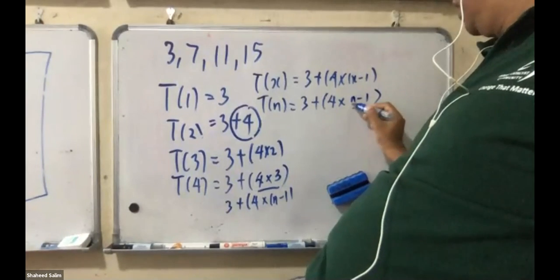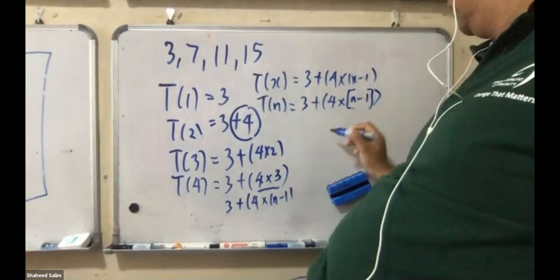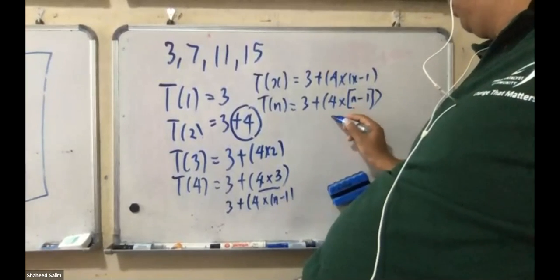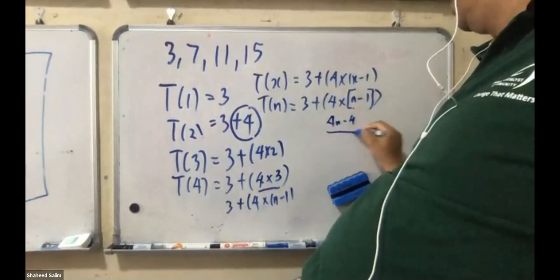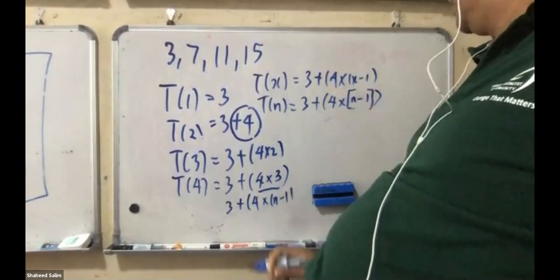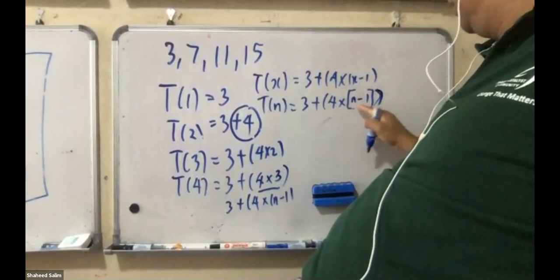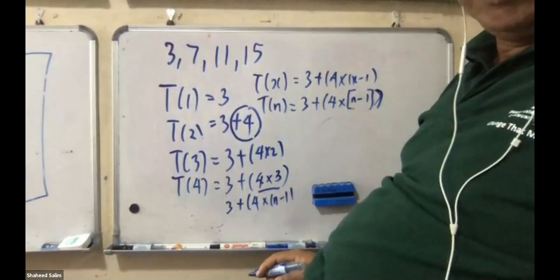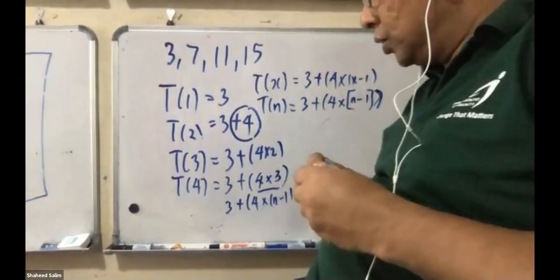Yes, but this n minus 1, you must bracket it up. And then maybe if you want, you can multiply it out. 4 times n is 4n minus 4. This is another way of writing it. Maybe this way is better with the double bracket, because if you don't have this bracket, it's 4 times n minus 1. You know the difference? So that's it.